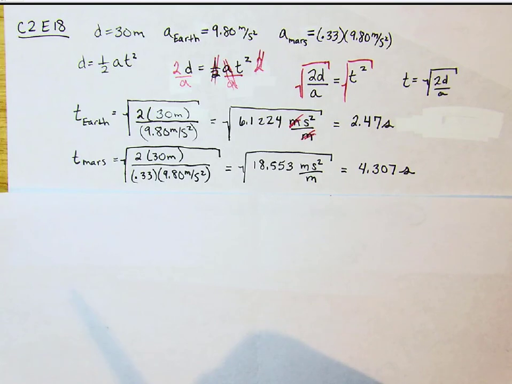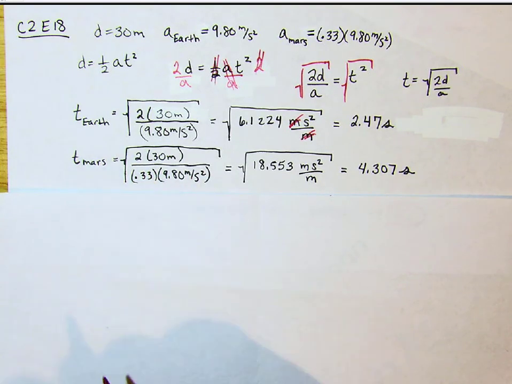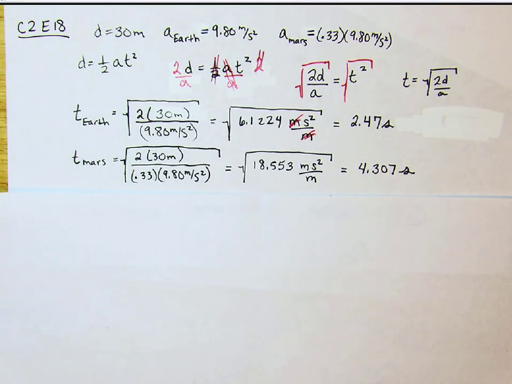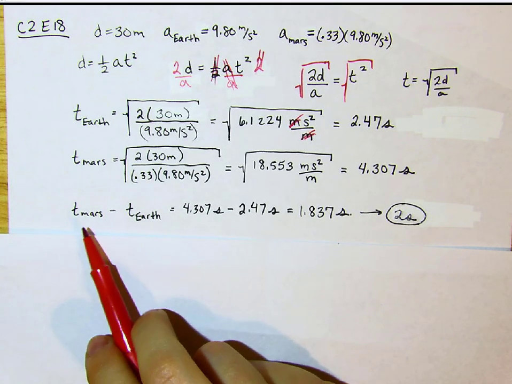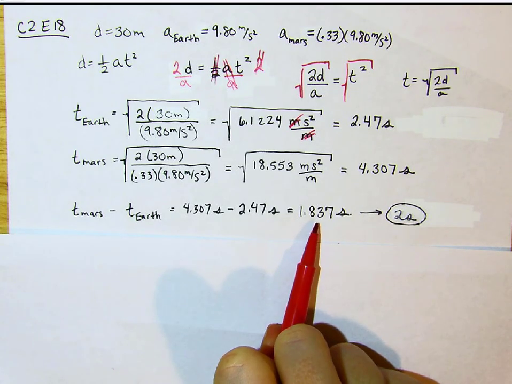Do the same thing for Mars, but in this case, we have to change the acceleration value. So that's why that 0.33 is down there. And following that through again, we get 4.307 seconds. But the question was, how much longer did it take on Mars? So let's find out how much longer by doing the time on Mars minus the time it took on Earth. And we get 1.837 seconds.